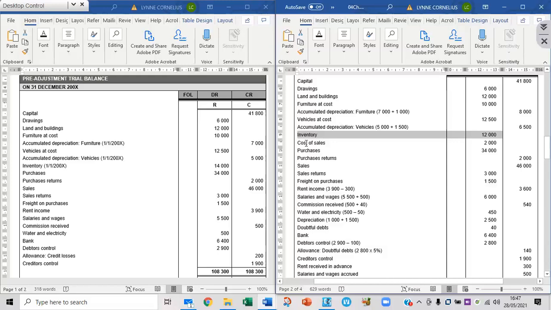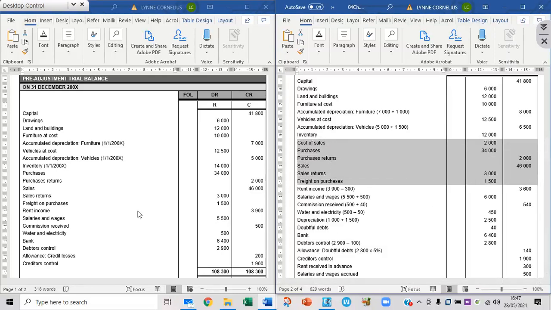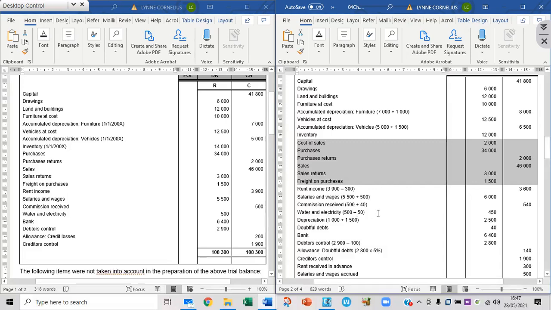Then the rest of the income and expense accounts, cost of sales, purchases, purchases returns, sales returns, freight on purchases, all those amounts are carried over as is because there were no adjustments that affect those accounts. So you just transfer those balances as they appear in the pre-adjustment trial balance.